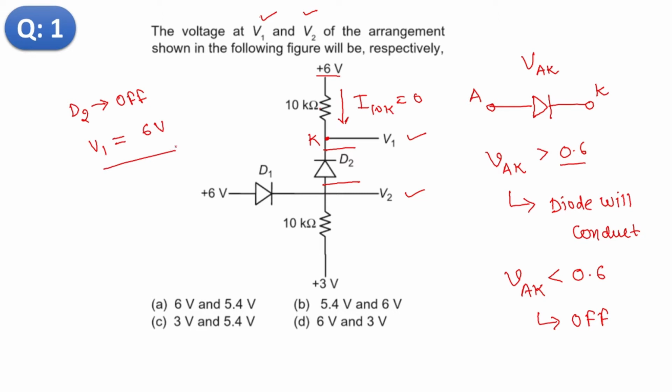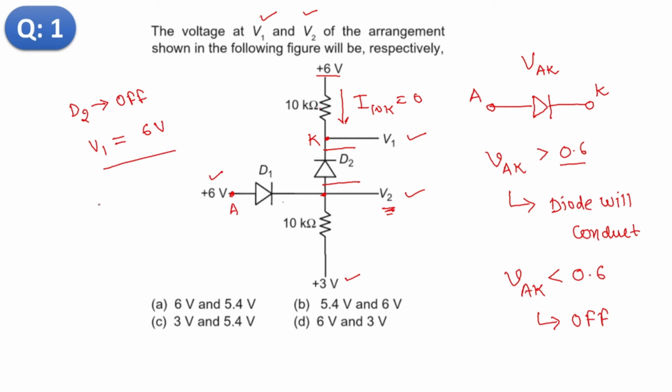Fine. Now the second point is for V2, we need to comment on this particular diode, that is D1. This anode terminal is connected to the positive supply, and definitely at this point there will be a lesser amount of voltage. Even if no current flows here, 3 volt will appear here, and in this case the voltage across VAK, that is the voltage across anode-cathode, will be greater than 0.6. So no problem with this.